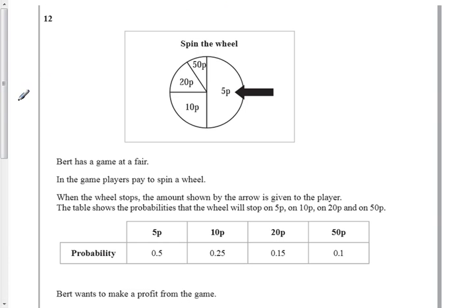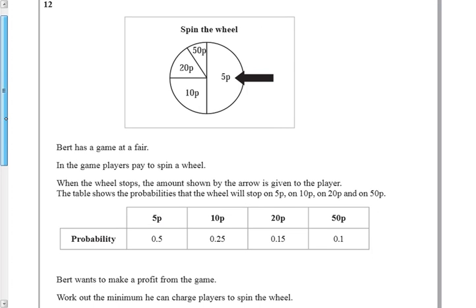Okay, question 12 is a probability question. It's about a spinner. It's a little tricky one, this one. So the probability that a 5p comes up on your spinner is half, the probability that 10p comes up is a quarter, and then 20p is 0.15 and 50p is 0.1. So the 50p is the smallest chance of losing.